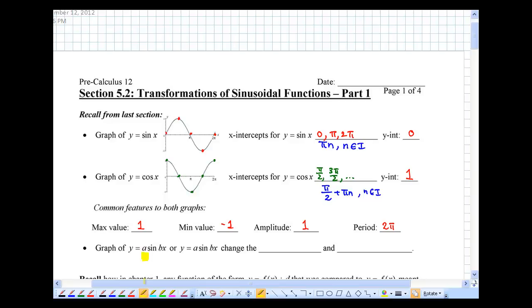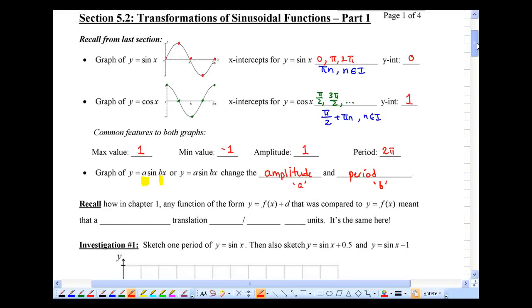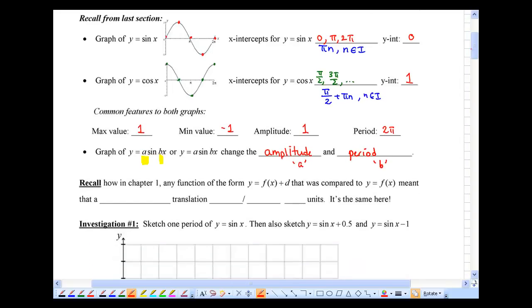And then last day we introduced something new. We introduced the a value and the b value, and those affected the following things. The a value changed the amplitude, and the b value would change the period. So if you refer that back to chapter 1, we actually fiddled around with the vertical stretch and the horizontal stretch, right? The vertical being amplitude, the horizontal being period. Well, what else did we do in chapter 1? You guessed it, we did some shifting translations.